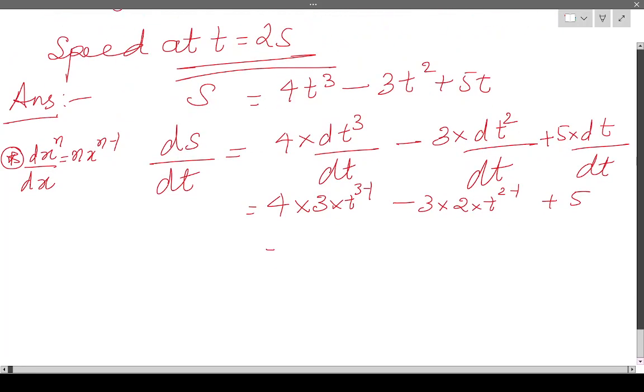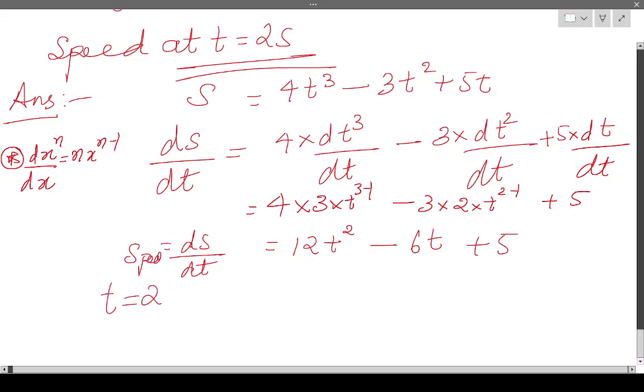4 into 3 is 12, 12 into t, 3 minus 1 is 2. Minus 3 into 2 is 6, 2 minus 1 is 1, 6t, plus 5. Now, this is your speed, ds by dt. But they were asking for the speed at t is equal to 2 seconds.